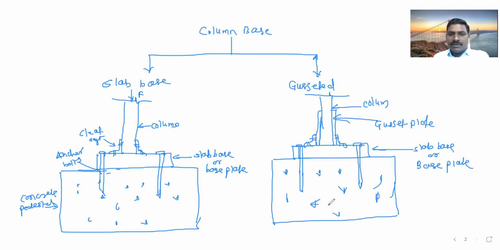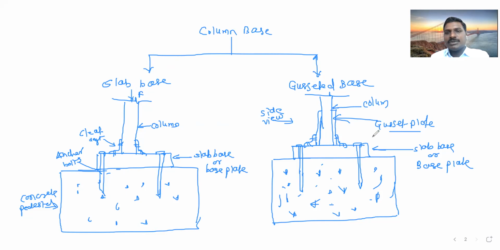So what is different between the two sketches? In the first type, the slab base, the vertical column is there, below that the base plate, and below that the foundation. In the gusseted base, the column is there, and in side view we have connected gusset plates to this column. That is the difference between these two.